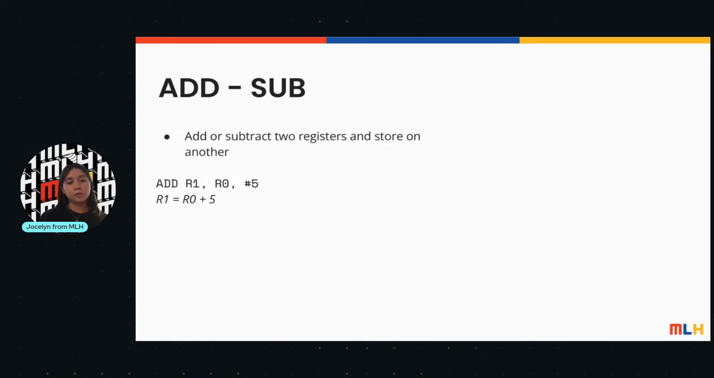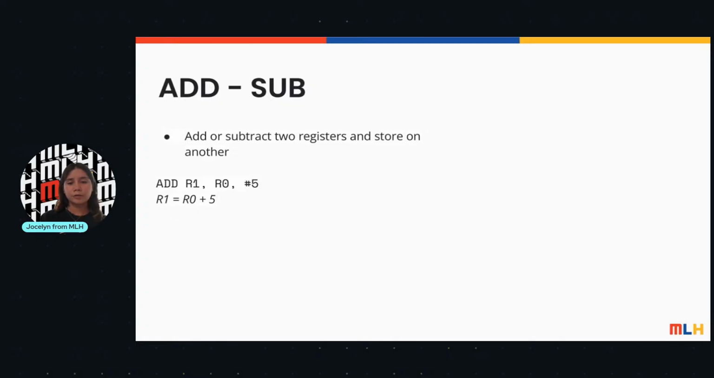So it's the same for subtraction. Just change the add in here to sub, and you will be doing subtraction. So you can also add registers. So you can have R0 plus R2, and then you can store that in R5 or whatever register you want to store it with. Or you can add just regular numbers like 5 in there.